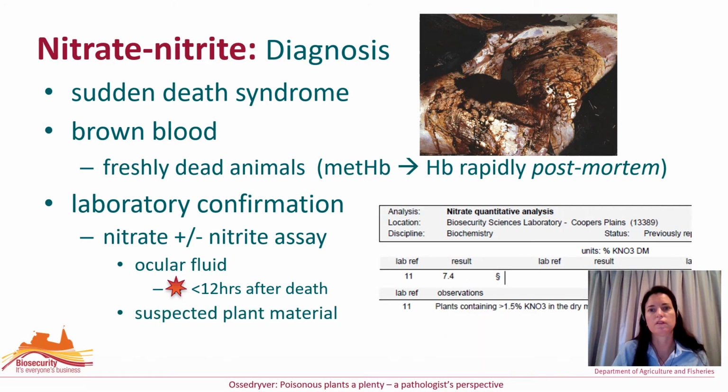Suspected plant sources can also be assayed for their nitrate content. A level of 1.5% or greater, which is usually expressed as potassium nitrate equivalent, is considered hazardous to livestock. And as you can see here, this plant detected had 7.4%.